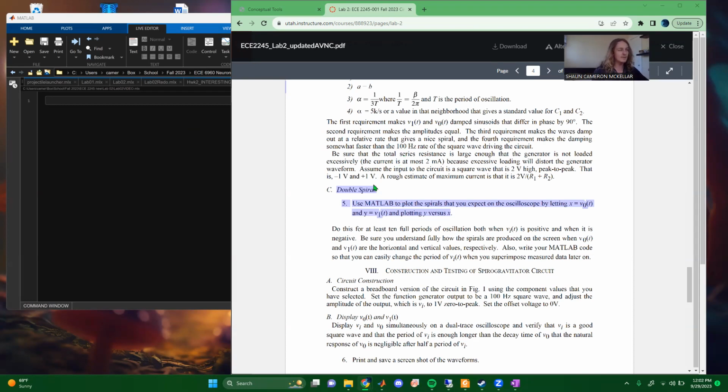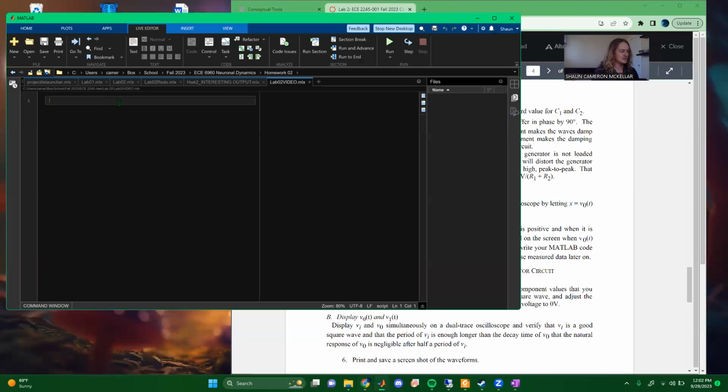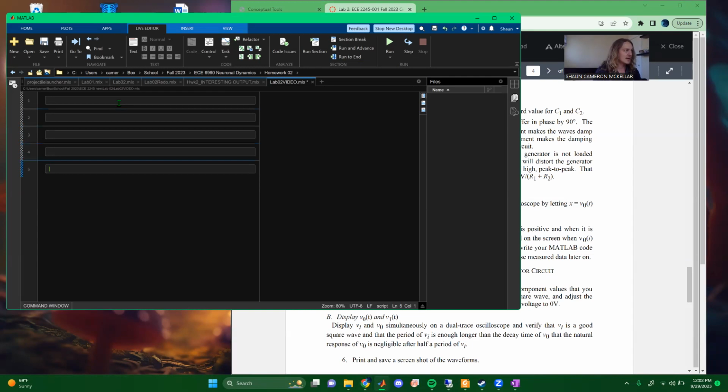So I'm reading the lab notebook for the first time. This was exactly how I did this. I see that part 5 right here, use MATLAB to plot the spirals that you expect on the oscilloscope by letting x equal v naught and y equal v1 and plotting y versus x. Okay, so I'm going to go into my MATLAB script, Control Alt Enter. We'll add new cells. The very last thing I'm doing, that's where I like to start my code, is the last step. I'm plotting x versus y, just like they asked me to. So v naught versus v1.